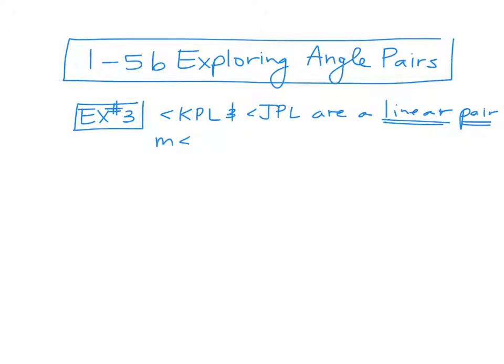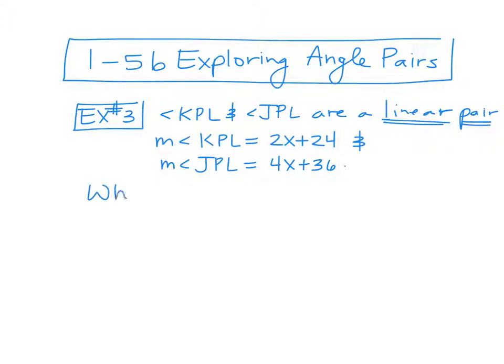The measure of angle KPL is 2x plus 24. And the measure of angle JPL is 4x plus 36. Okay, I want to know what are their measures. Okay, now typically they'll give you a picture.